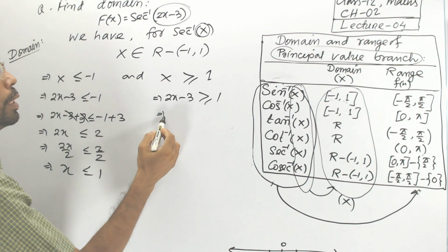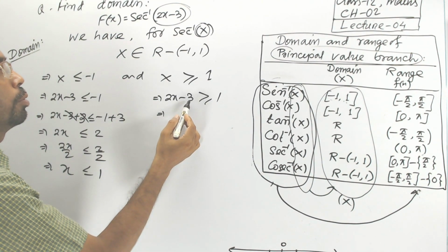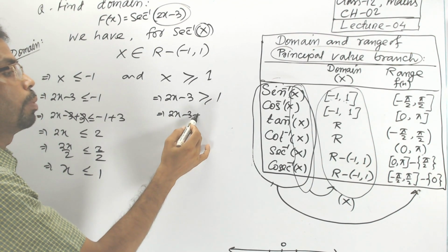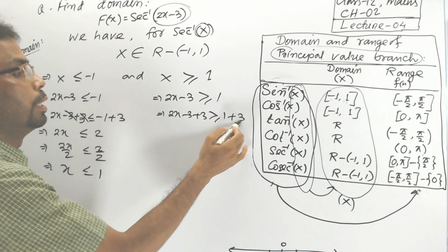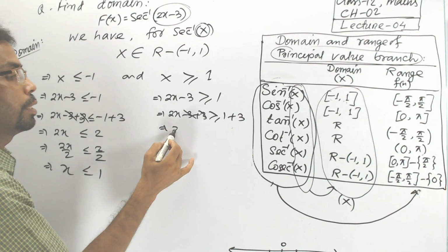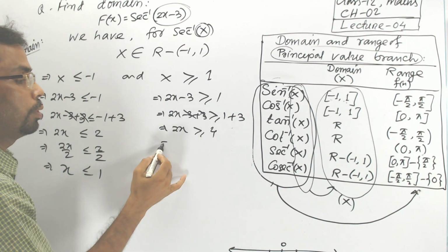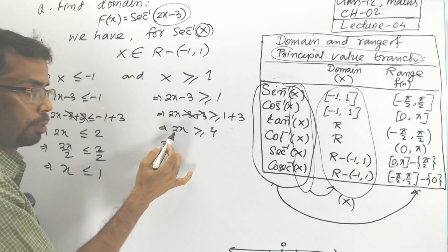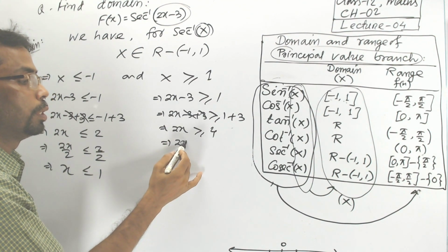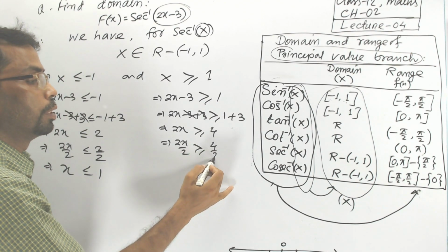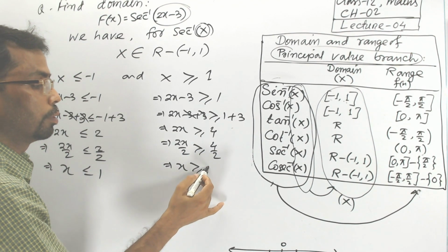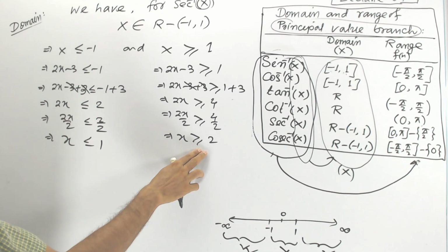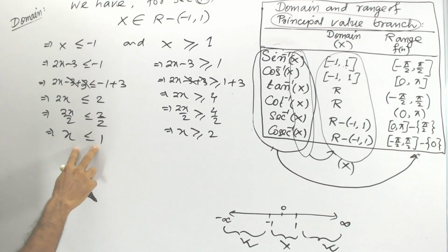Same thing here again. Minus 3 must be removed. And to remove minus 3, I have to add 3 on both sides. So plus 3, plus 3. So this is getting cancelled. 2x greater than equal to 4. And then we have to remove this 2 again. Ultimately, we are going to find x. So to remove this 2, we have to divide by 2 each term. So divided by 2, x greater than equal to 2. So x less than equal to 1 and x greater than equal to 2.